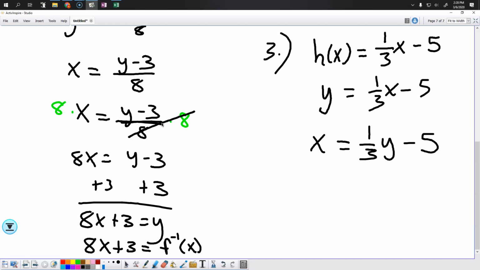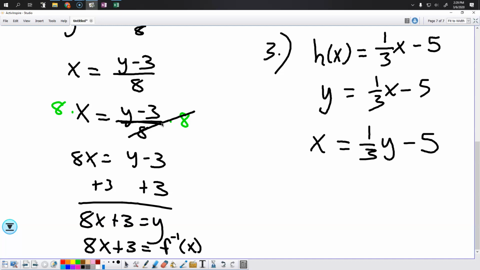Plus 5. Okay, so there's two things you could do. Both you guys are right. Somebody said plus 5. You could do that. And you said multiply it by 3 over 1. Good. The multiplying by 3 over 1 is fine, but you have to remember to do it to all 3 terms.